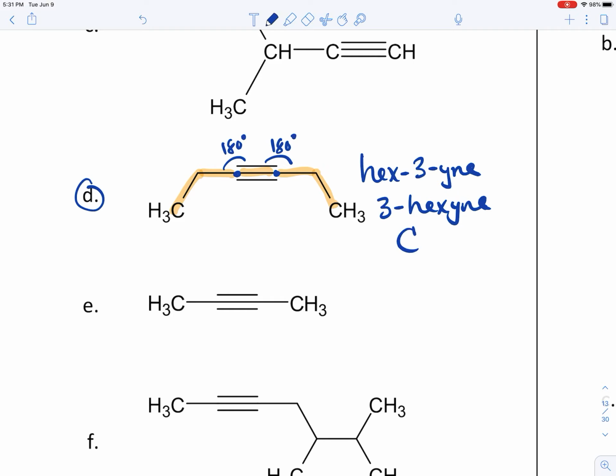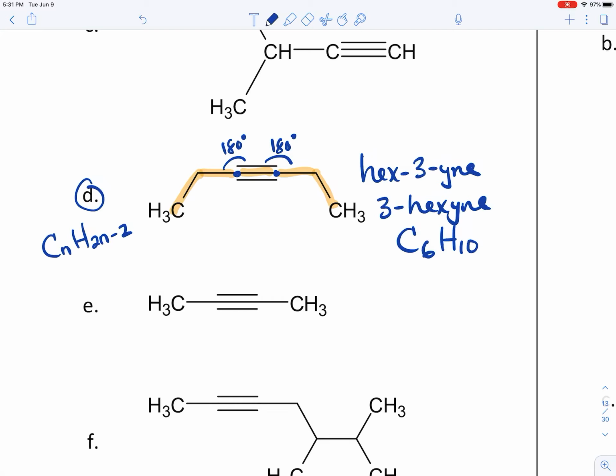Its chemical formula is going to be C6. Now, if it were an alkane, it would be H14. But we've got 2 extra bonds. To make a triple bond, we have 2 extra bonds. So therefore, we have to take away 4 hydrogen atoms. So instead of CnH2n+2, we get CnH2n-2 as the formula of an alkyne.